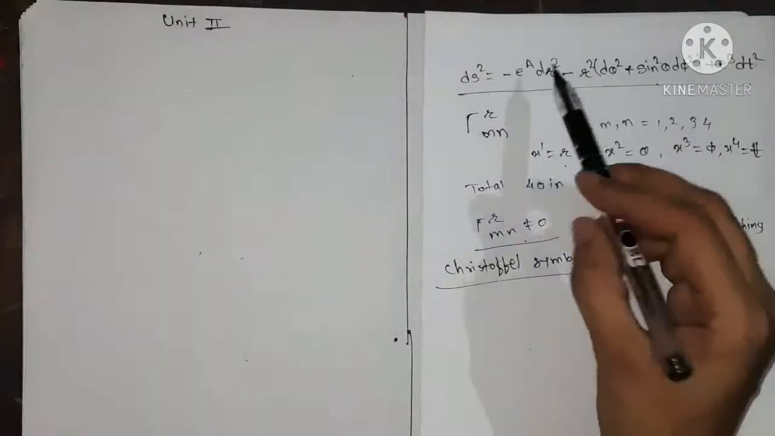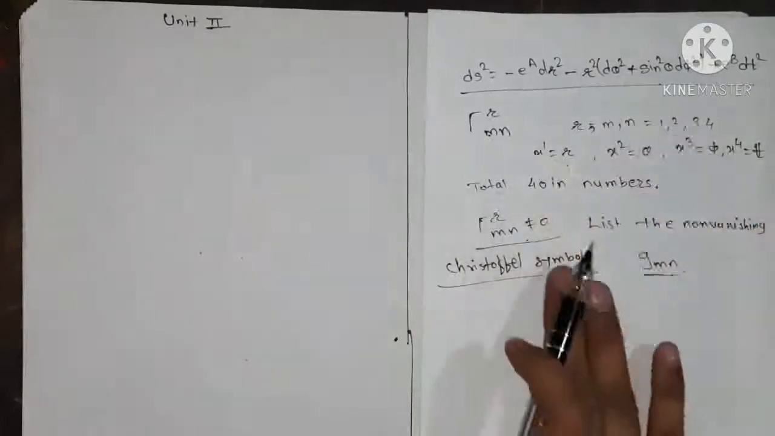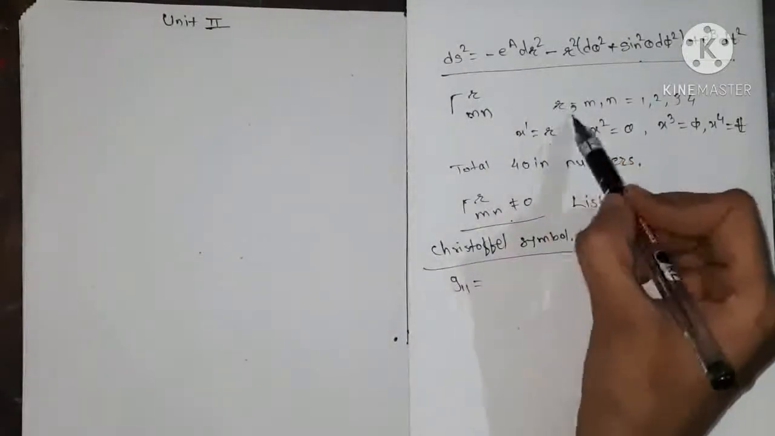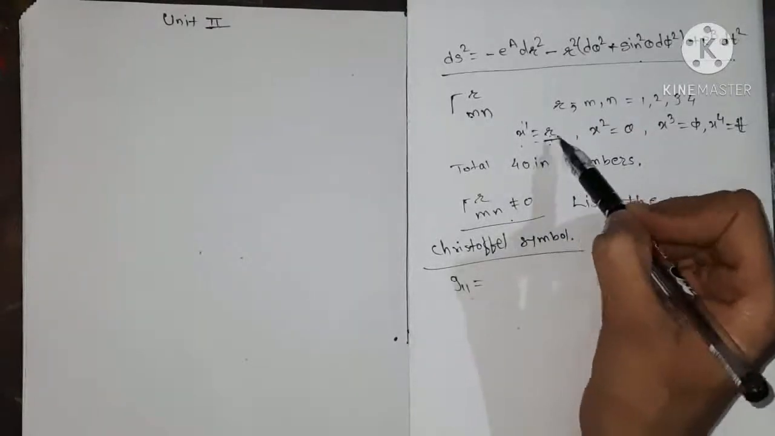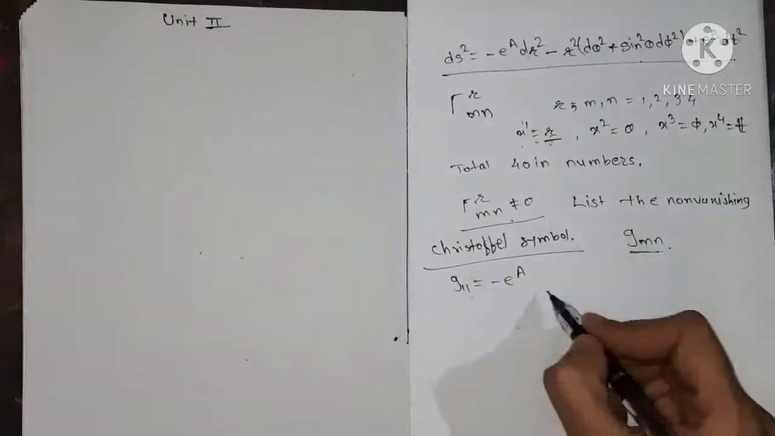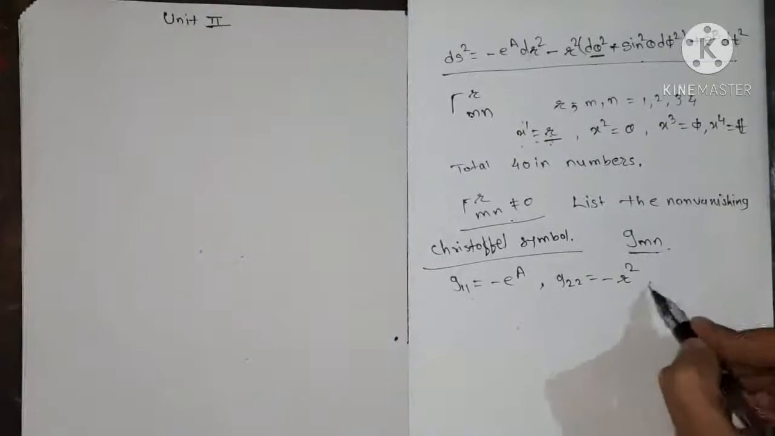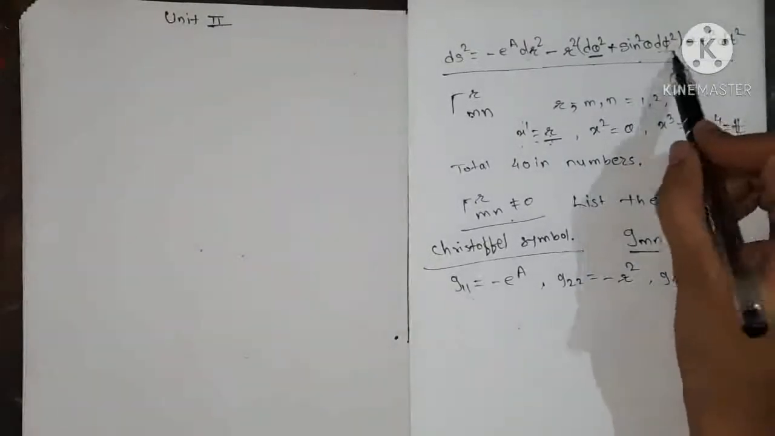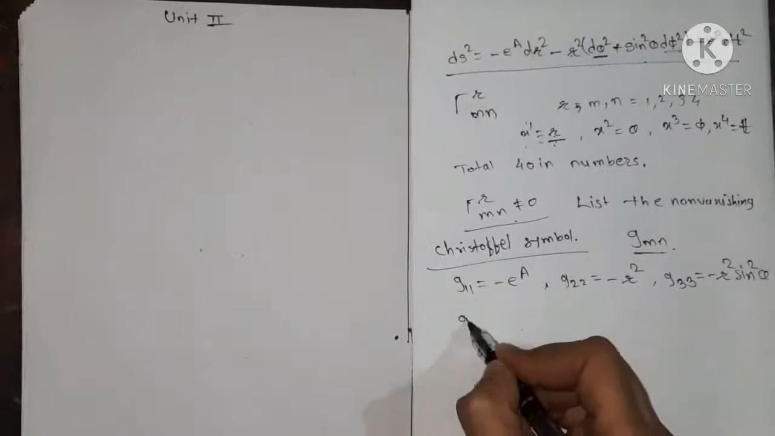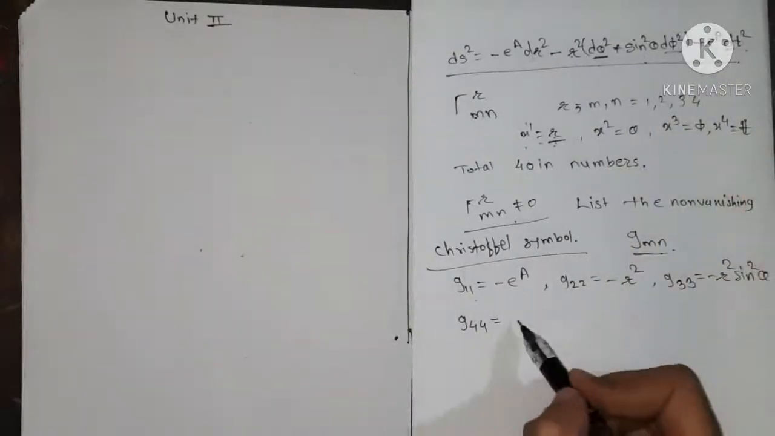this depends on the metric tensor g mn. From this line element we have the metric tensor components. g11 is related to r, because x1 is r, and g11 is the coefficient of dr square, so it is minus e to the power a. g22 equals the coefficient of d theta square, so it is minus r square. g33 equals the coefficient of d phi square, so multiplying r square inside the bracket, it is minus r square sine square theta. g44 equals the coefficient of dt square, which is e to the power b.